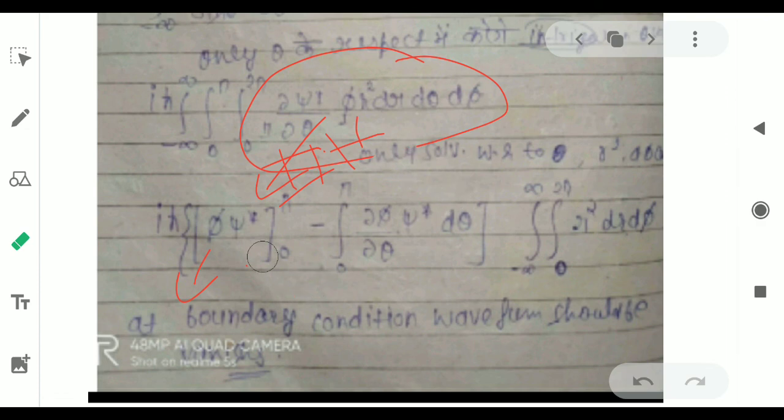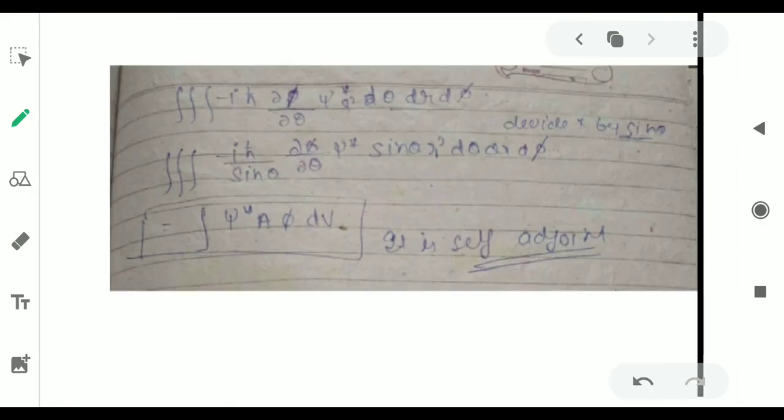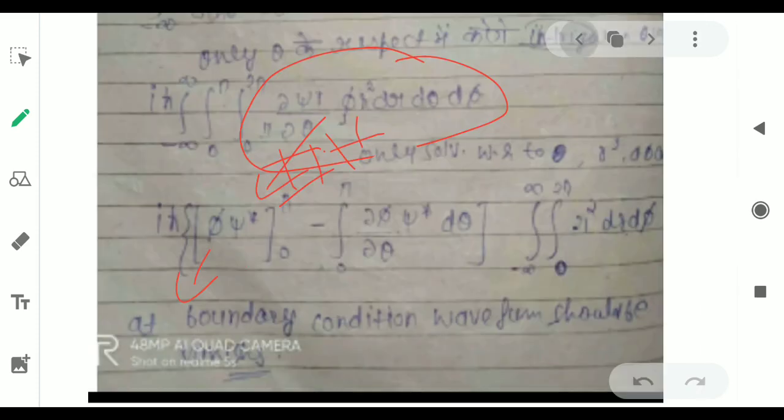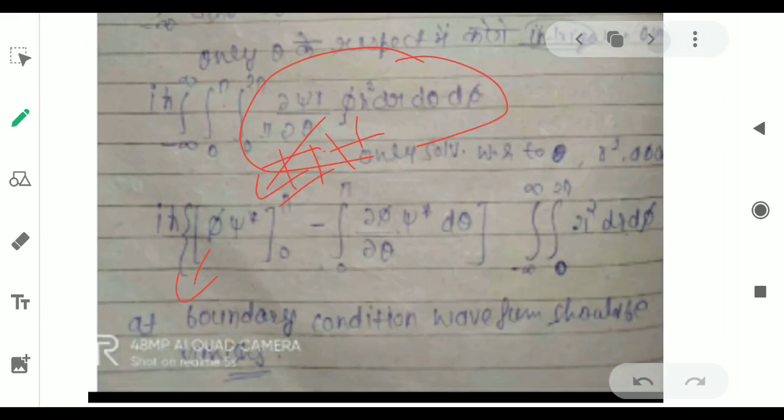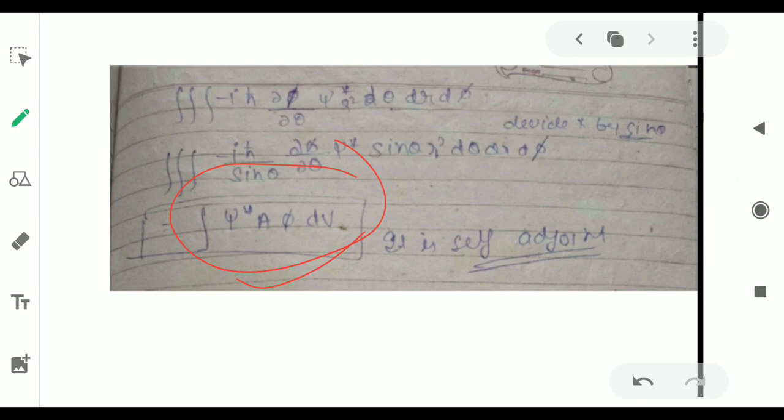You know this. Now at the boundary condition, the wave function should be finite. So after solving, we will find this term again. We know that for a self-adjoint operator, this term will be equal to this term, and we find this term equal to this term. So it is called self-adjoint. In the question, if it is not equal to this, it will not be self-adjoint. If it is equal to this term, it will be self-adjoint.